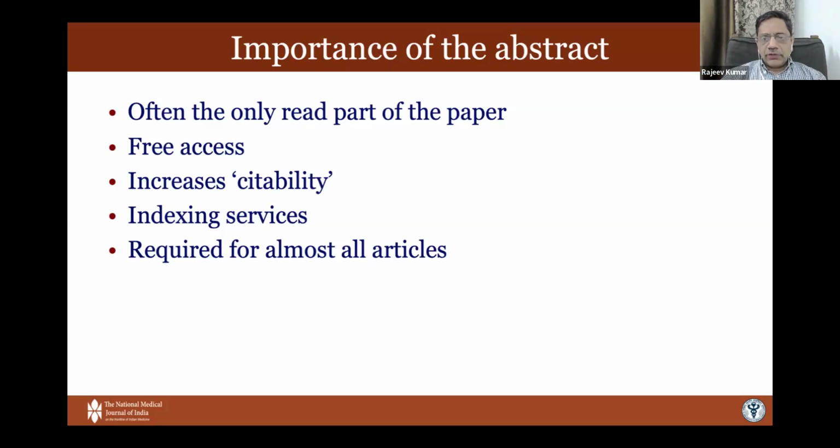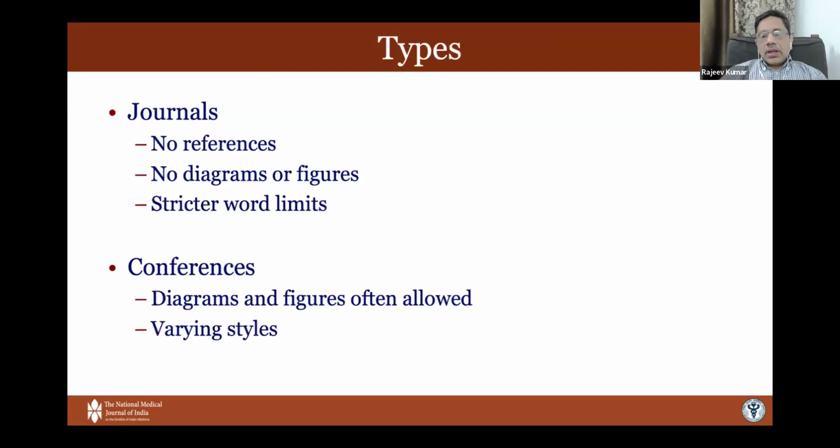And of course, you need to write it for virtually all types of articles and also all types of conference submissions. When we look at abstracts, there are typically 2 types of abstracts that we talk about. Abstracts that are submitted to journals and abstracts that are submitted to conferences. And there are subtle differences between the 2 of them. A common thing is that abstracts typically will not allow references. However, this changes in a conference submission because many conference submissions may allow you to have a reference in the abstract. That's one difference.